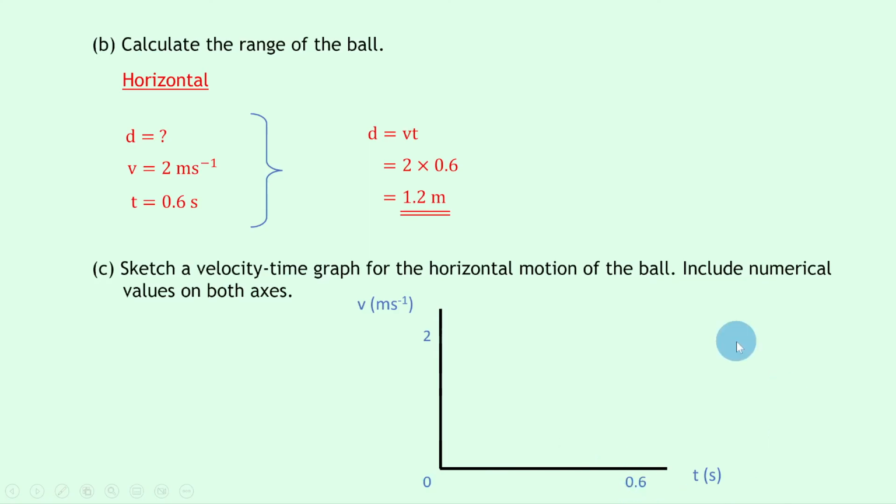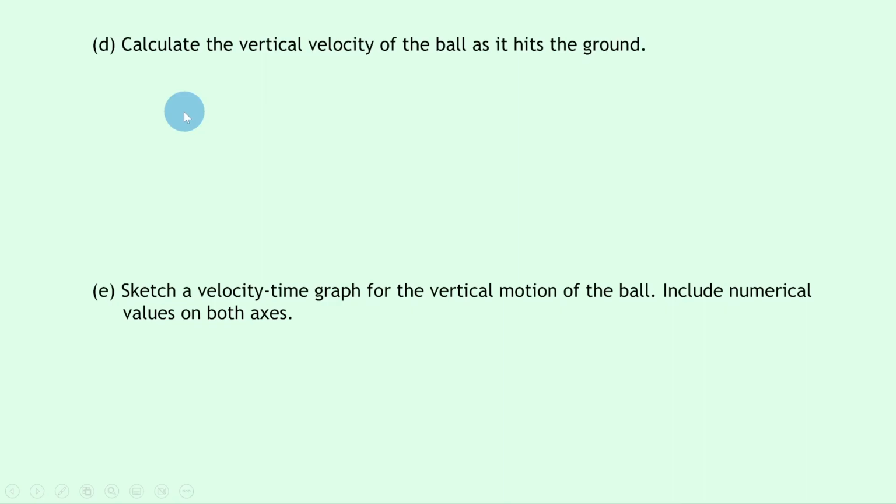and we've got a time of 0.6 seconds. Now remember, a projectile has a constant horizontal velocity, so that means we need to draw a constant velocity on this graph. So to do that, remember we show a straight horizontal line at the 2 meters per second, and I'm just going to draw a wee dashed line down to the 0.6 to show you that that's the time the motion is stopping at.